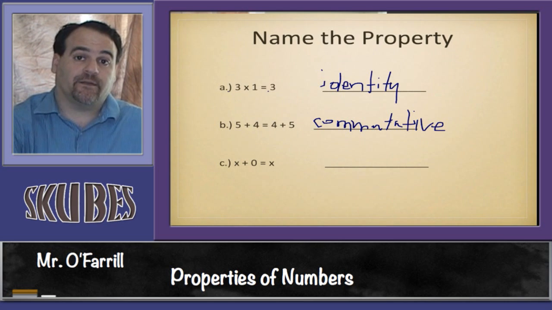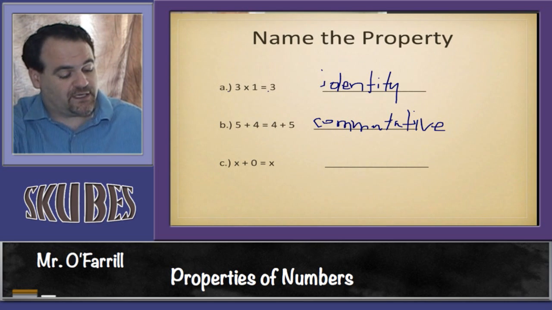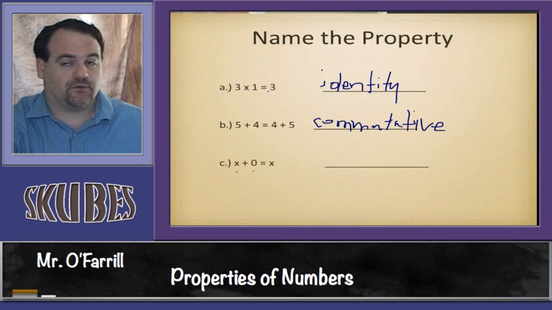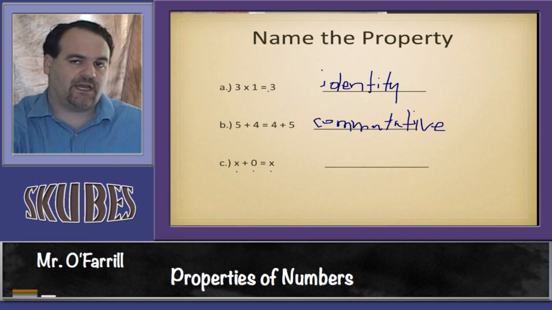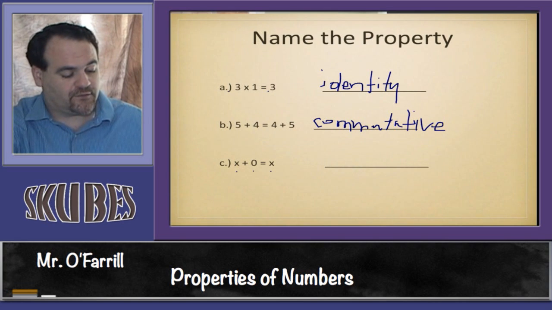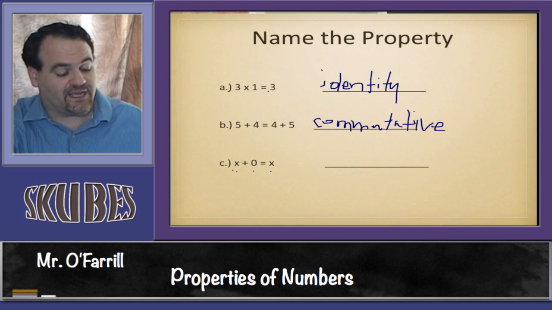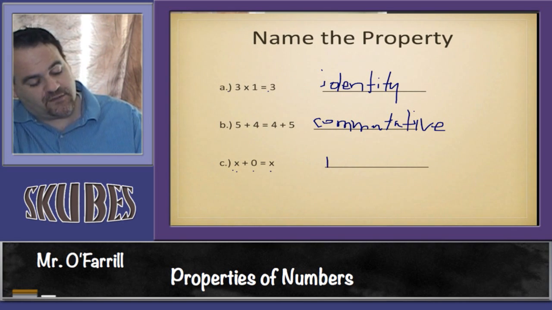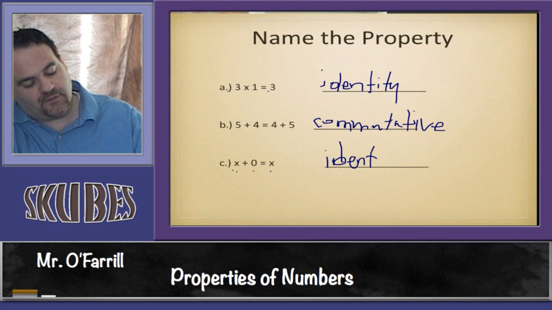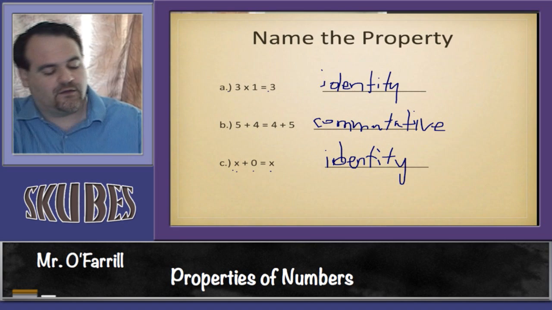This one has a variable in it. Let's see what happens. We're saying that x plus 0 equals x. Well, we started with x. We did something to it, but it stayed x. This is another instance of our identity property.